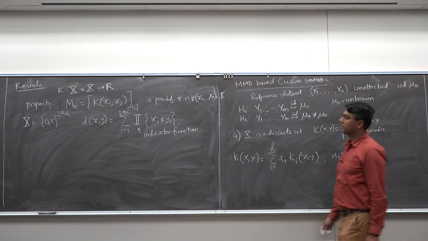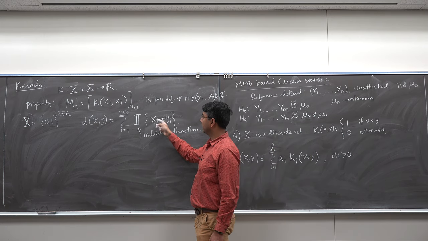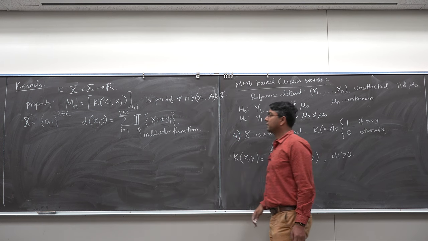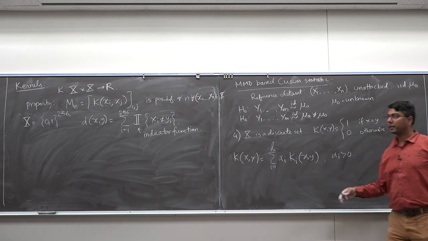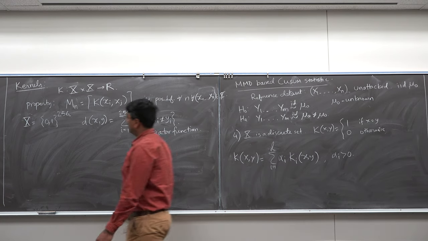Do you all see why this is a valid distance metric? If x is not equal to y, then this is non-zero. If x is equal to y, then this is equal to 0. It's symmetric, and it also satisfies the triangle inequality. Okay.